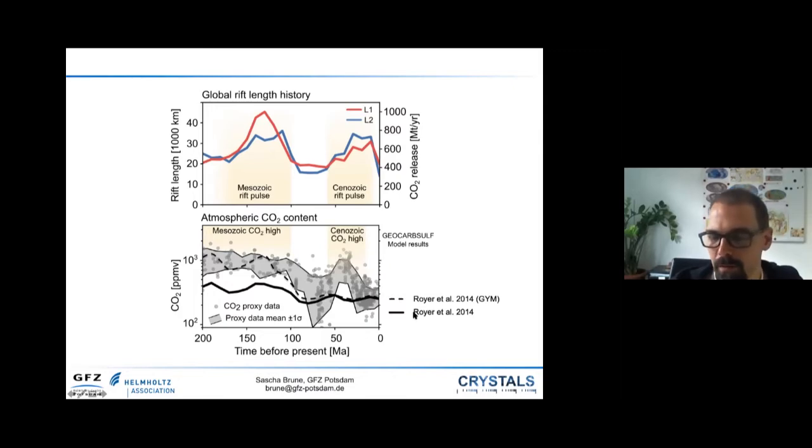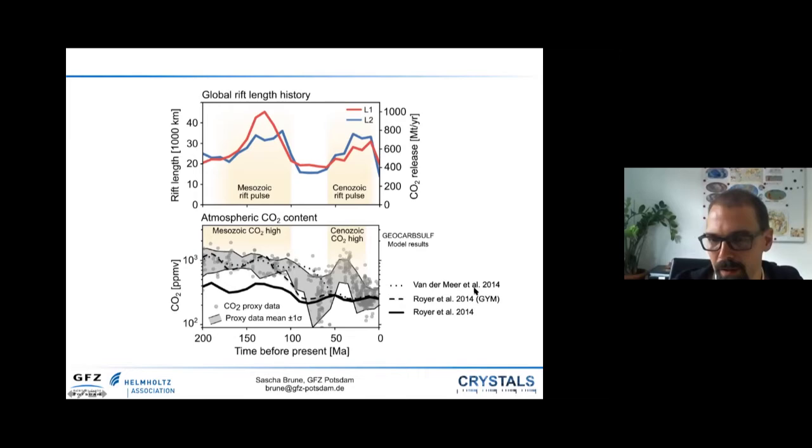Then we take an update of this model where Royer says I changed this parameter that defines the efficiency of angiosperms versus gymnosperms. So this is the change that you get. You can increase your curve and get to a higher CO2 level in the Mesozoic.